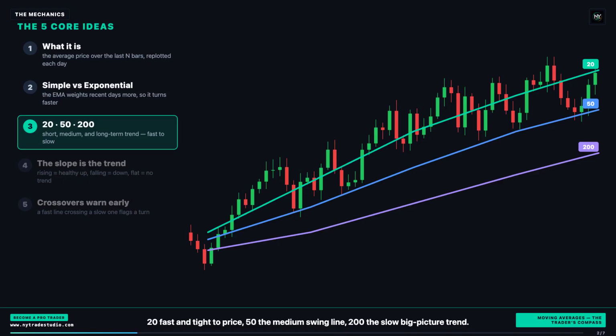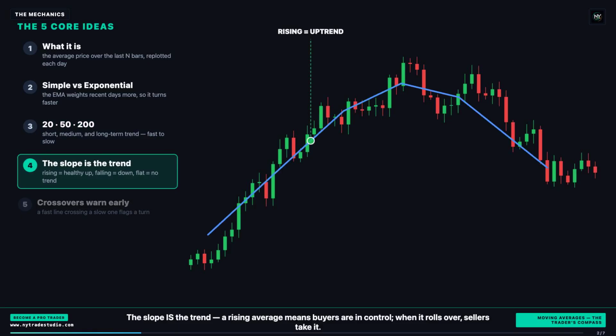Now the most useful idea of all, and it is beautifully simple. The slope of the line is the trend. On our diagram, price is making higher highs and higher lows, so the average would slope up, and a rising average means buyers are in control and the trend is healthy. If it rolls over and points down, sellers have taken over. And if it goes flat, there is no trend. The market is just drifting. You do not need to guess the trend anymore. The tilt of that one line tells you.